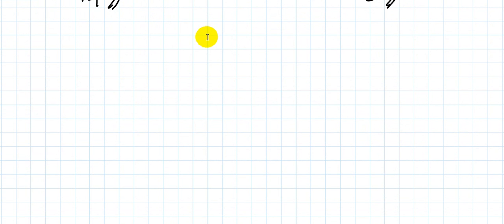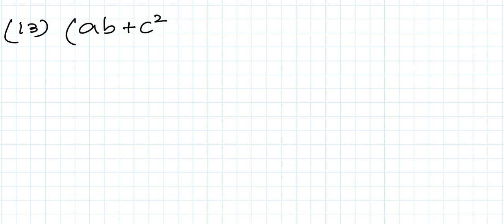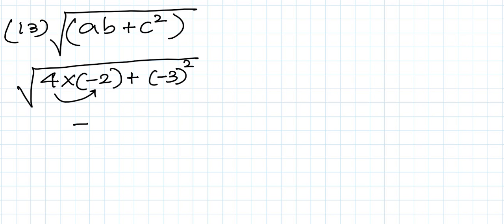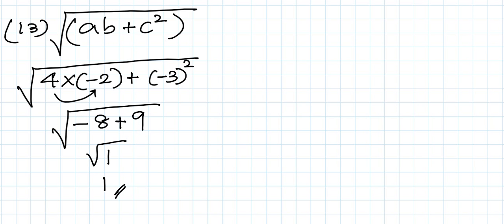Let's go to question number 13. So question number 13 is square root of (ab plus c square). So again a equals 4, so I apply 4 multiplied by b, which is -2, plus c, which is -3, whole square. So here I get plus multiplied by minus is minus 8 and plus 9. Eventually that is equal to square root of 1, that is equal to 1.